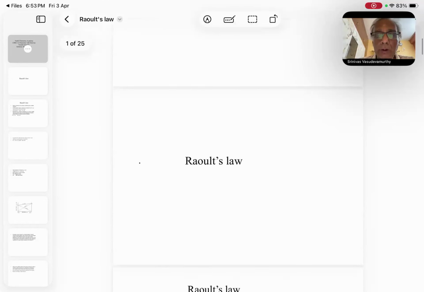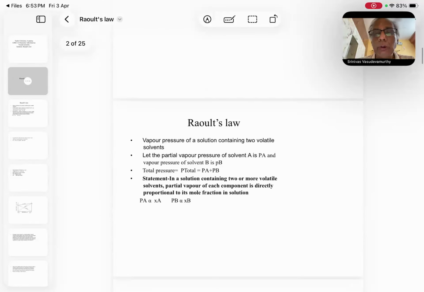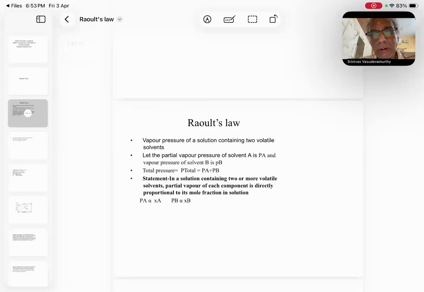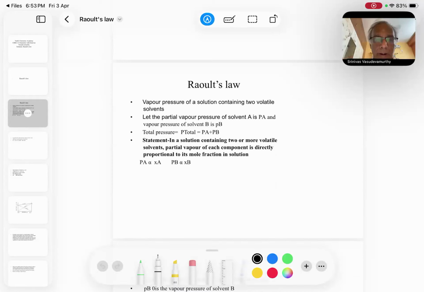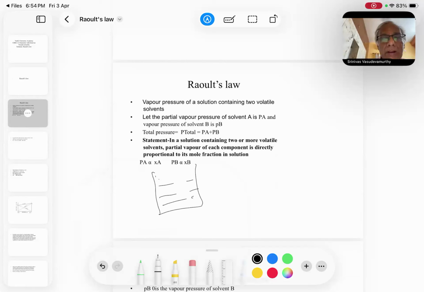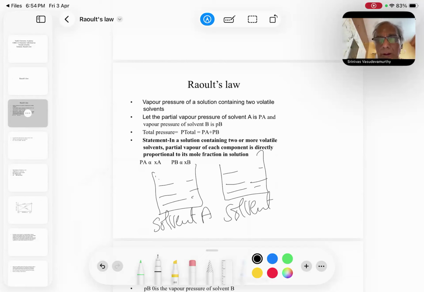First, we'll start with Raoult's law for a solution containing two volatile solvents. Of course, two or more volatile solvents. I'm taking two volatile solvents here. Let us say A and B. This is solvent A, pure solvent. And another volatile solvent B here. Both are pure solvents.